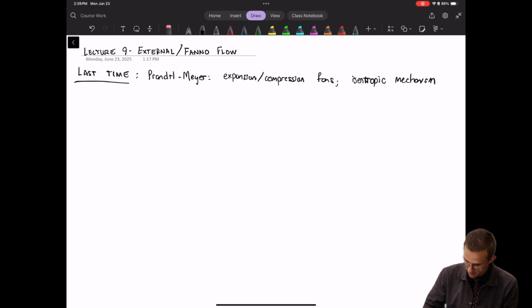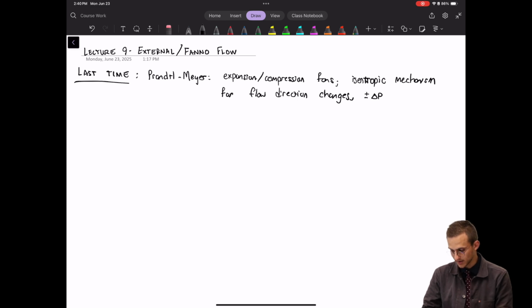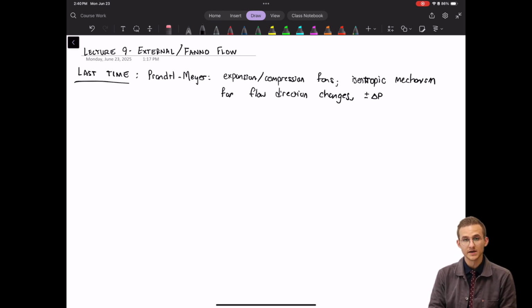For flow direction changes, as well as pressure drops and pressure increases, right? And so we fleshed out the math and the arguments behind those phenomena, and so now we can talk about over and underexpanded nozzles.